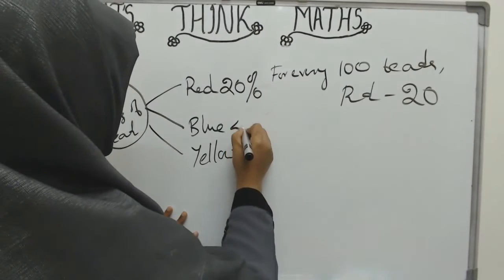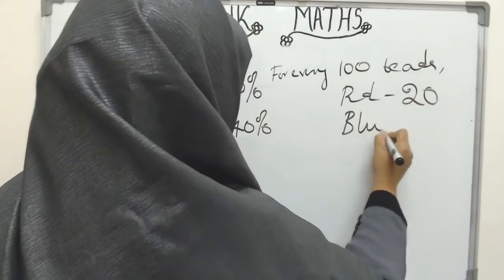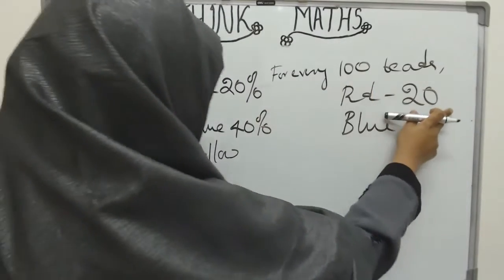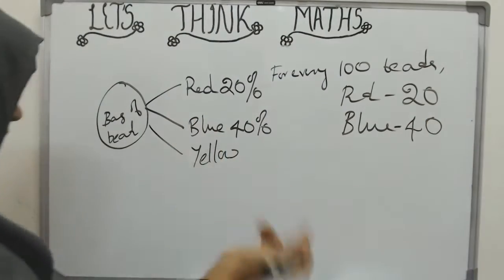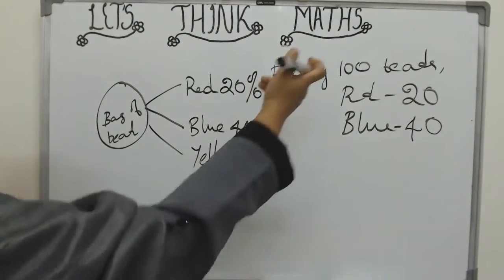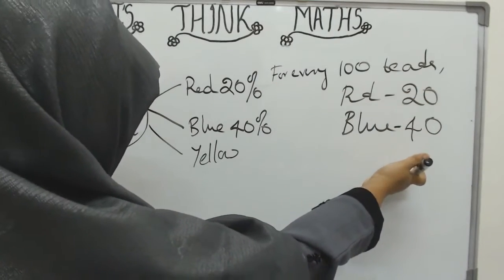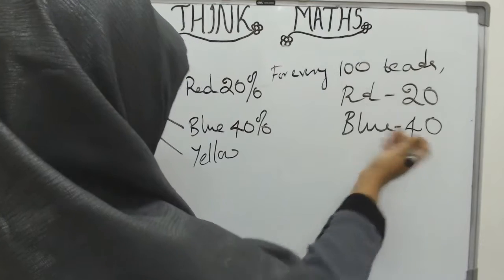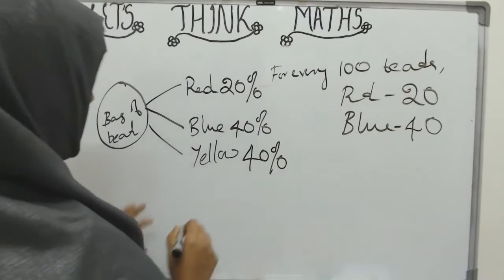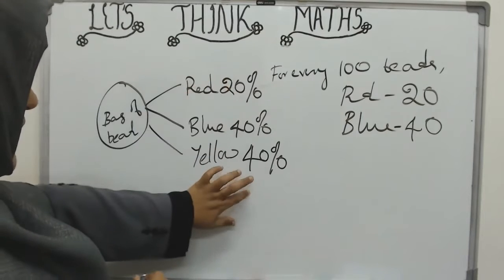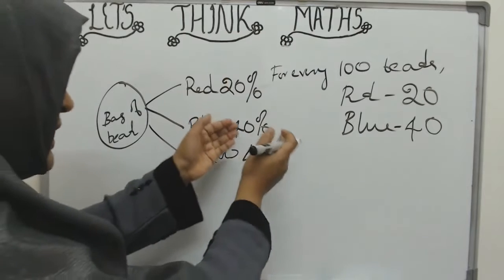And suppose blue is 40%, which means out of every 100 you take, 20 beads will be red, 40 beads will be blue. Then naturally how much will be yellow? Out of 100, if you take 20 and 40, 20 plus 40 would be 60, 100 minus 60 would be 40. So this will also be 40 out of 100. So when you know the values of these two, you can get this one. So this will be 40%. So this is what you mean by percentage.